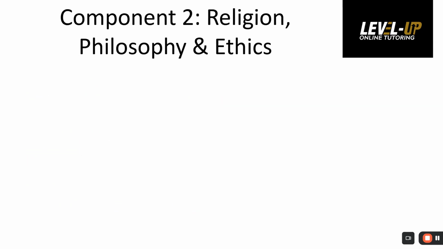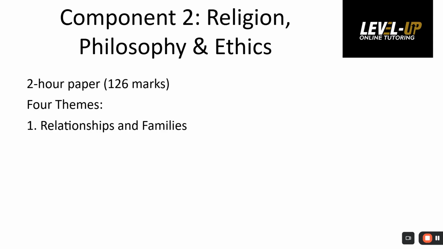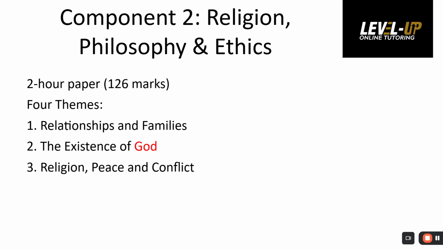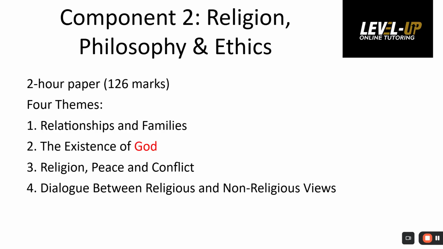So component 2 then, this is for paper 2, this is where you can see your religion, philosophy and ethics start to come through. Now this is actually a 2-hour paper, because rather than talking about 2 religions, teachings and practices, here you're going to have 4 main themes, 4 main topics that you're going to cover. That is relationships and families, the existence of God, religion, peace and conflict, and dialogue between religious and non-religious views.